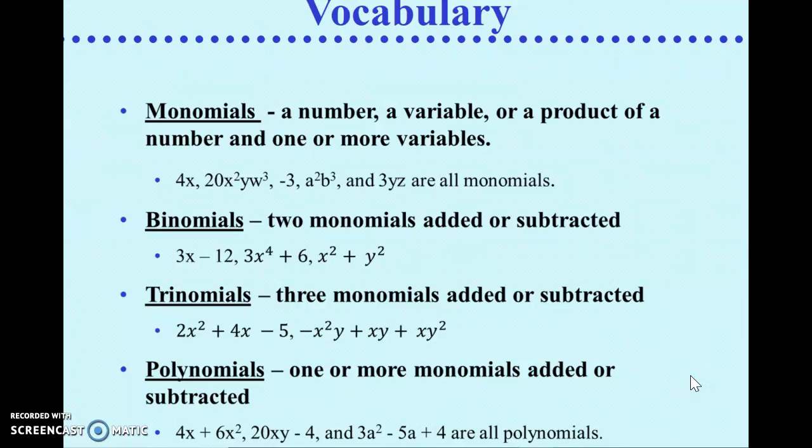There's a four-term one, 4x plus 6x squared. Actually, that's a two-term, that's a binomial. And then 20xy minus 4, that's a polynomial. 3a squared minus 5a plus 4, that's a polynomial. Even though it's three terms, we can also be more specific and call it a trinomial, but it's still also a polynomial.